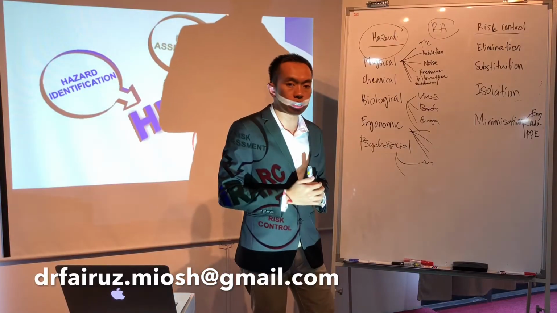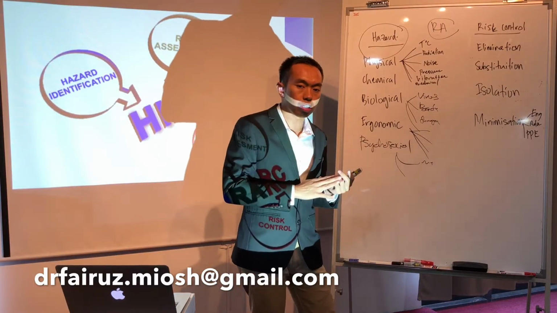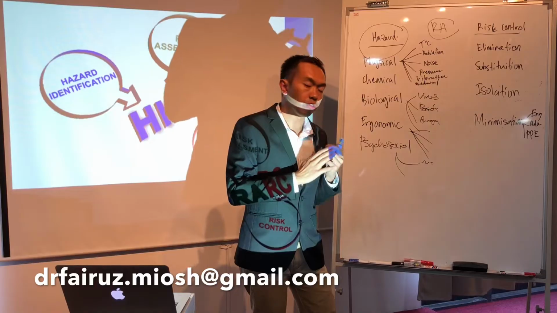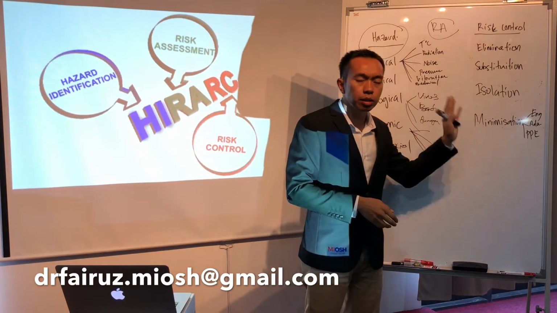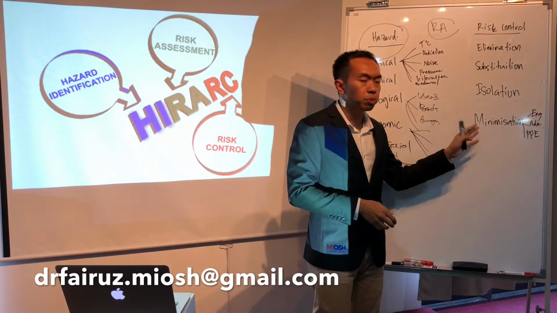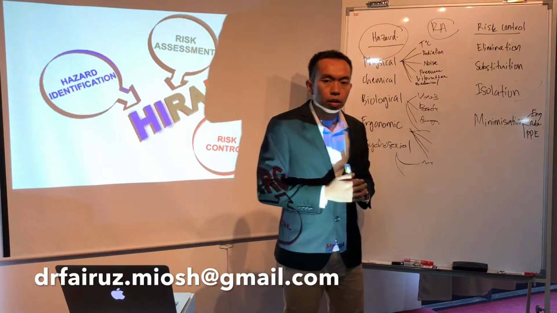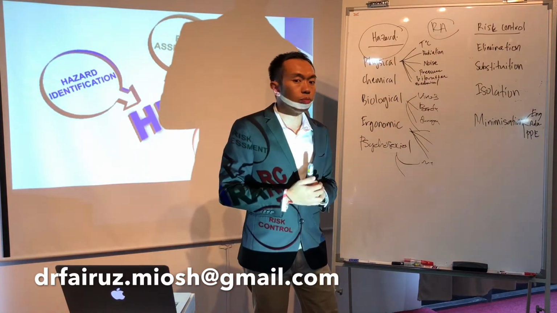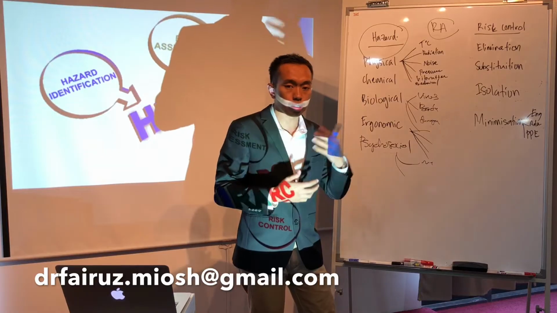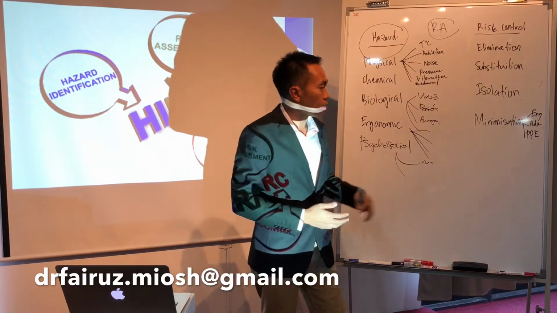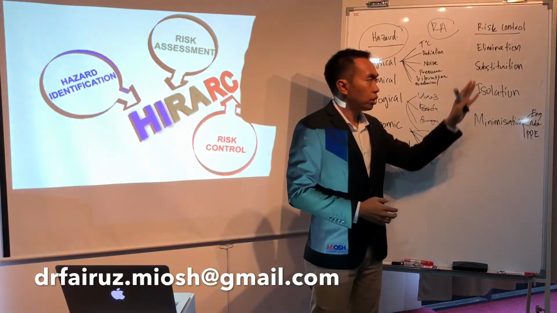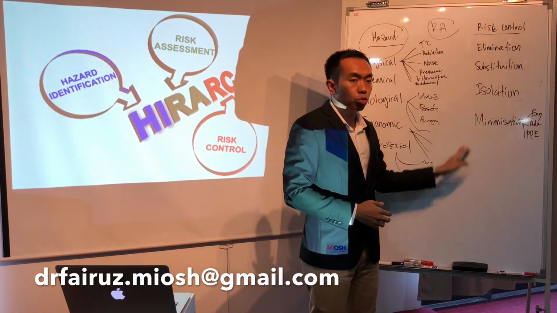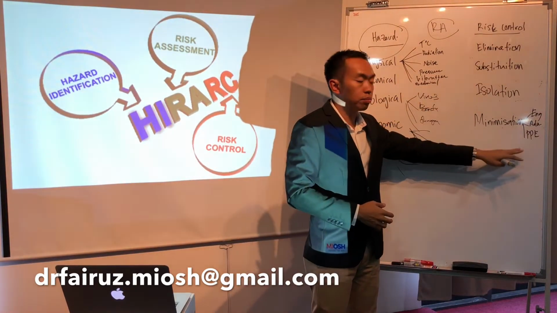Usually we divide it into three: engineering, administrative, and also personal protective equipment. Usually in practice in the workplace, people only focus on personal protective equipment, PPE: gloves, masks, respirators, and so forth. So there are many risk controls that we need to consider, from the top to the bottom of the list, which is PPE.